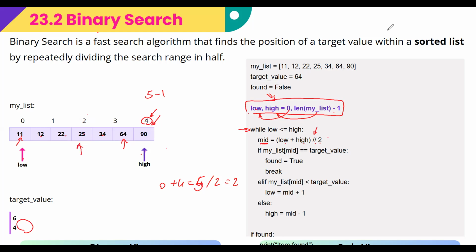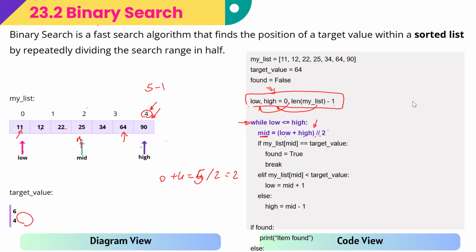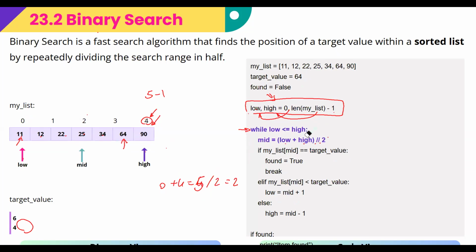So have a look here, when I execute that line that calculates the mid position, the mid is pointing to an index. Low and high and everything are actually pointing to indices. We care only about the index. So 2 is the index. The mid carries the index of the mid value. We are not saying that 25 is the mid, it's the index we care about.